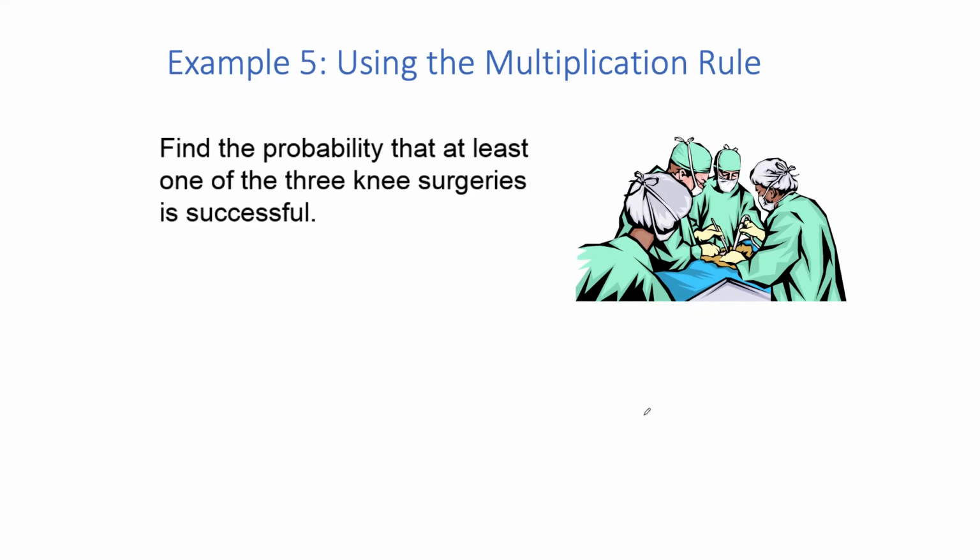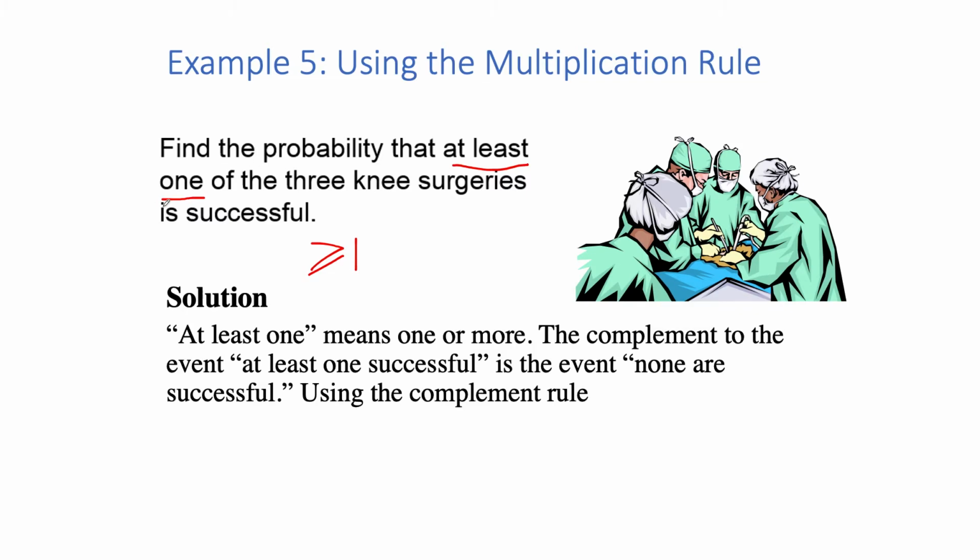The last case that I want to consider is the situation with at least one. Okay. So if I think about at least one, at least is always greater than or equal, right? I'm looking for what is the probability that at least one of these knee surgeries is successful. Right? Okay, so at least one means one or more.